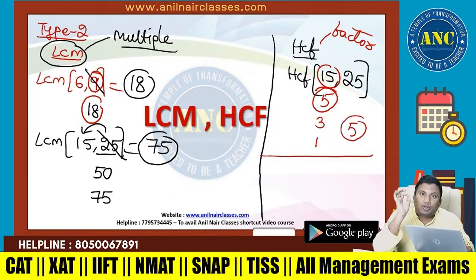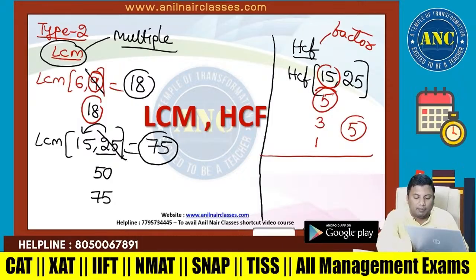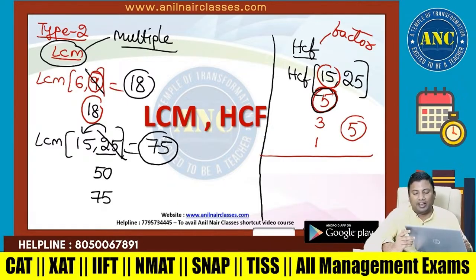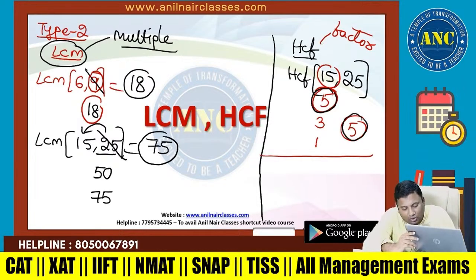HCF means we have to take the smallest number. Check whether the smallest number is a factor of the other numbers. If the smallest number is not a factor of the other numbers, take the factors of the smallest number. Factors of 15 are 1, 3, 5 and 15. Check with the next highest factor, 5. Does 5 divide 25? Yes. So the answer for this question is 5.